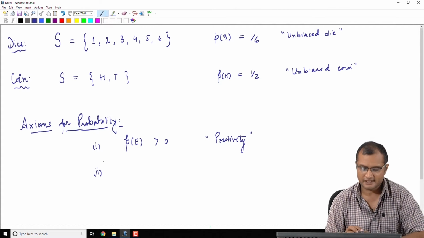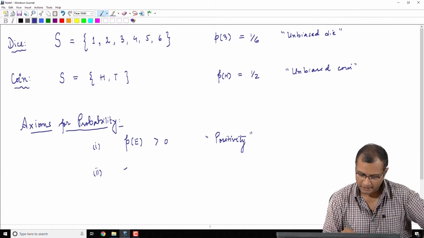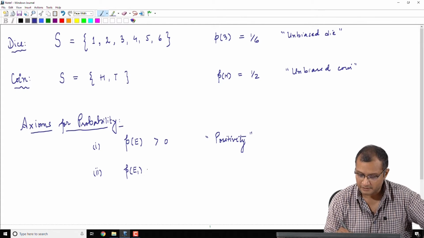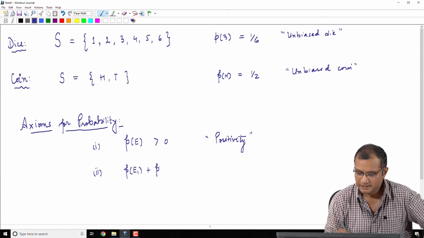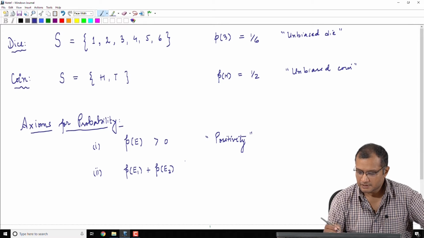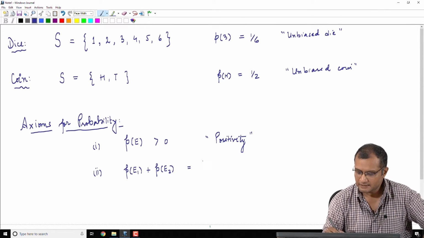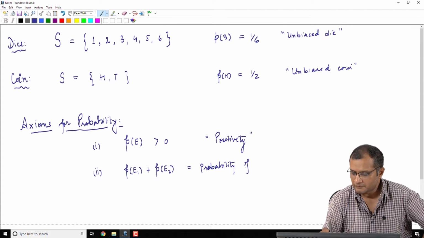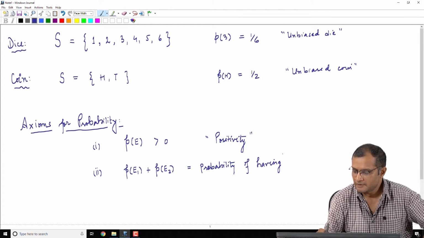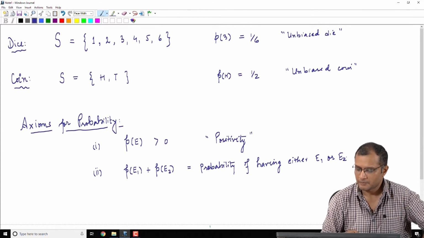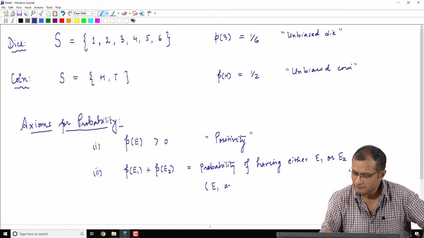The second important axiom of probability is connected with events that are disconnected or independent. Suppose I ask you, what is the probability of getting an event E1 or E2? This basically means that I am asking what is the probability of having either E1 or E2, provided E1 and E2 are independent or disconnected.